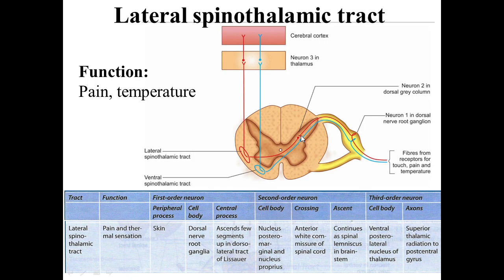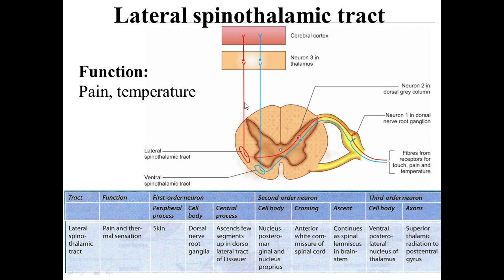They synapse with the tract cells, and then the second order sensory neuron crosses to the opposite side. So these fibers cross the opposite side and enter into the lateral funiculus on the opposite side, and then these fibers ascend as lateral spinothalamic tract.